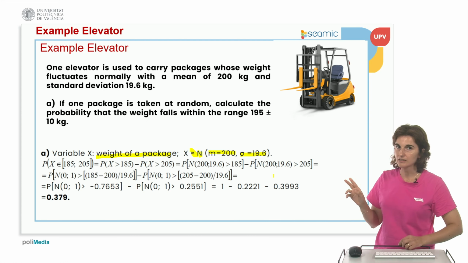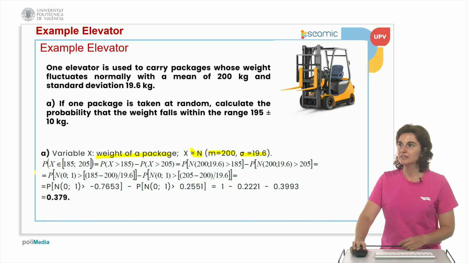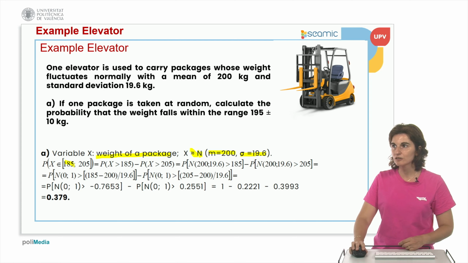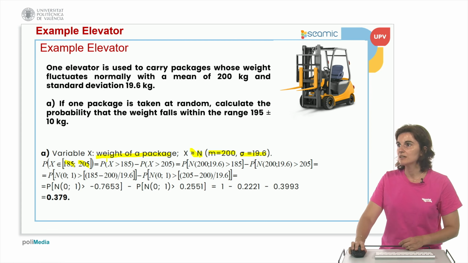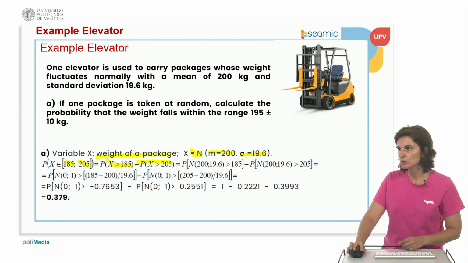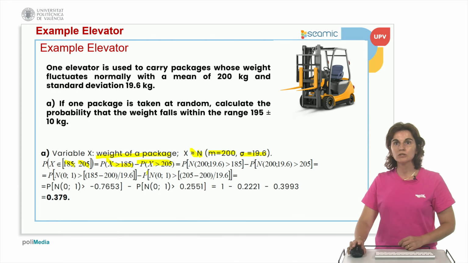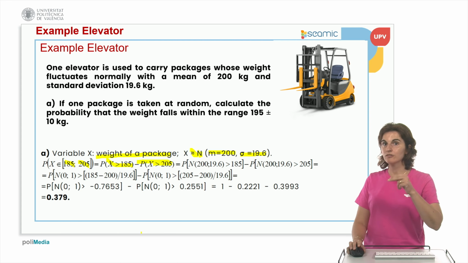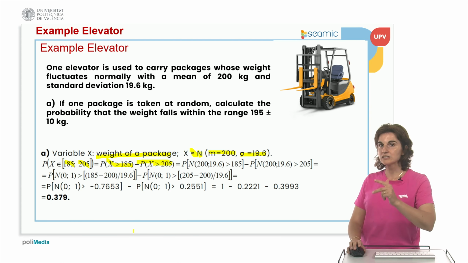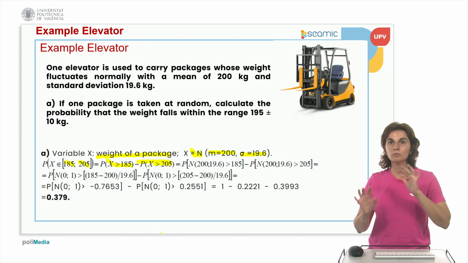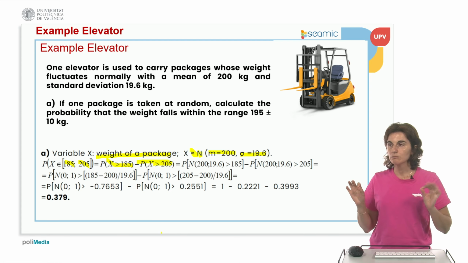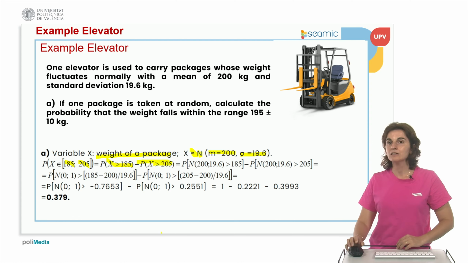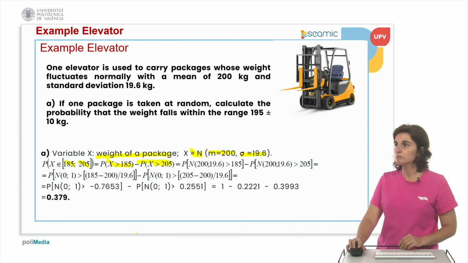So that means that if we are talking about the probability that my x is between 185 and 205, we will have to compute the probability to be greater than 185 minus the probability to be greater than 205. You could have written this line as the probability to be less than 205 minus probability to be less than 185. Could be done in the same way. But we will do it like this, and please try to solve it in the opposite way.